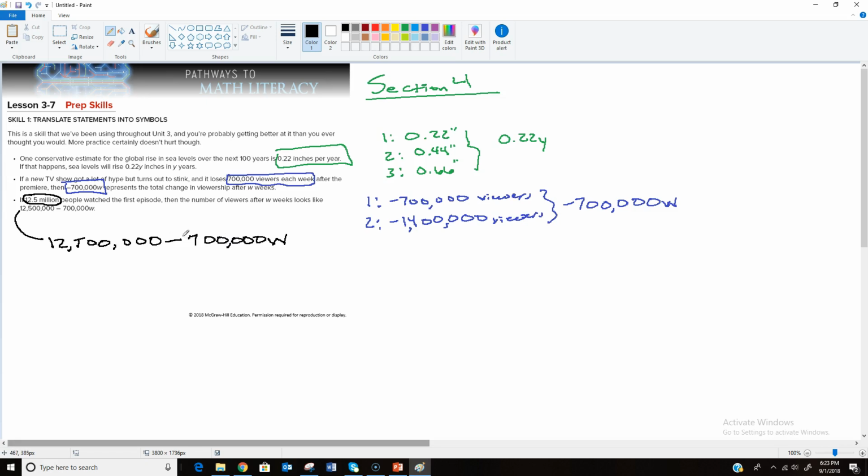We can't just put minus 700,000 because that would only represent 1 week. We want to be able to repeat this for 1 week and 2 weeks and 3 weeks. And then we could determine, for instance, how long is it going to take if they leave the show on the air before it has no viewers, that type of thing. Or how long would it take to get under 10 million viewers? We could analyze that now that we have that expression for it.